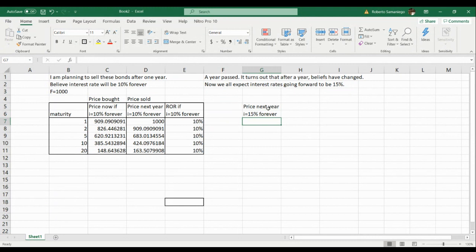How do we do that? Well, let's start with the 1-year maturity bond. The 1-year maturity bond, you bought at this price, a year has passed, and now it's a promise of $1,000 today. And $1,000 today is worth $1,000. Nothing has changed. The future interest rates don't matter because this is no longer a loan contract. Its maturity is complete.